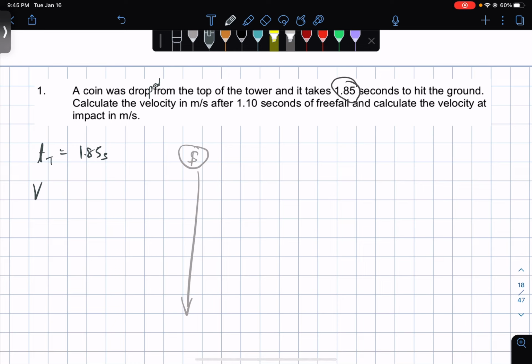So this is the total, and this is the point where the object is 1.10 seconds after falling. We also have to calculate the final velocity by the moment the coin impacts the ground, or right before the coin hits the ground.